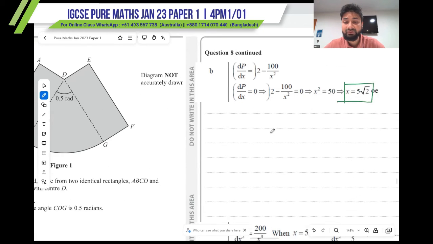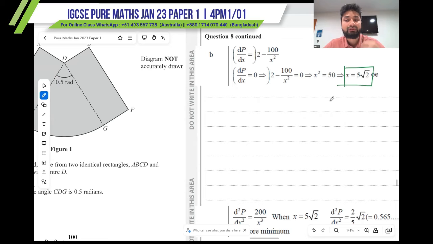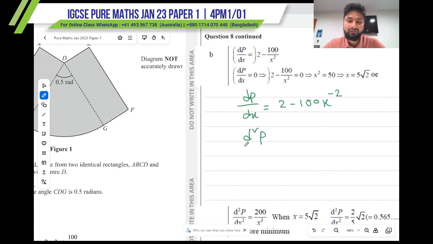We now have to substitute this value of x into the double differentiated result. Let's say dp over dx equals 2 minus, instead of writing over x squared, we'll write x to the power minus 2 on the numerator, and now we'll start double differentiating. So to double differentiate, there is no value of x, so there is no necessity to write 2. This minus 2 will come to the front and multiply with minus 100, which will give us positive 200 x to the power minus 3. Now to simplify, we have to write 200 over x cube.